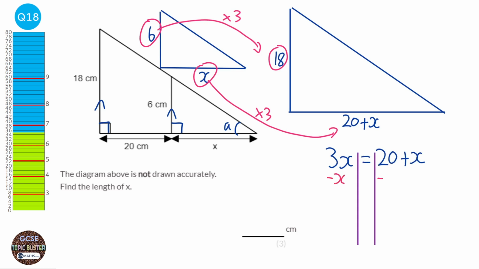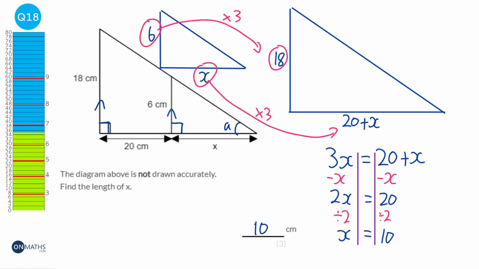Subtract x from both sides. Always subtract the smaller amount, so 2x equals 20. And then divide both sides by 2. And so we've got x equals 10. So we know that x equals 10, it says find the length x, and so that will be 10.